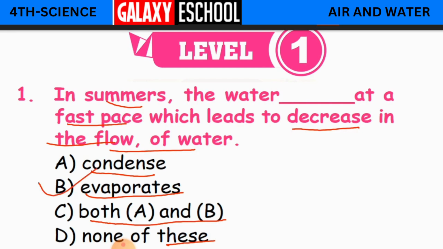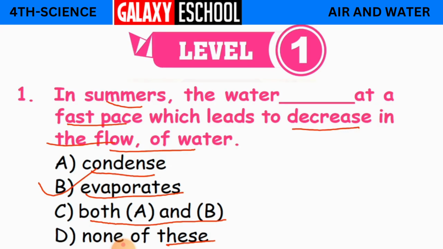So, in summers, as the sun produces more heat, the water gets heated up very quickly and it is going to evaporate in the form of water vapor. So that is why this is going to lead to a decrease in the flow of water. Okay children, so that is why B is the correct answer.